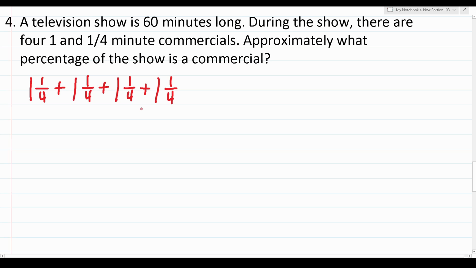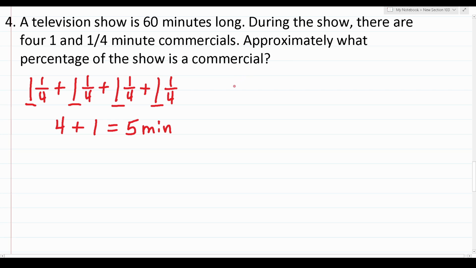All right, now you should be able to do this math mentally, because let's do this together. We have 1 plus 1 plus 1 plus 1, which is 4. And then let's add these quarters together. 1/4 plus 1/4 is 1/2, plus another quarter is 3/4, plus another quarter is 4 over 4. 4 over 4 would be 1. So this is 4 plus 1, or 5. So in total, these 4 commercials run for 5 minutes.